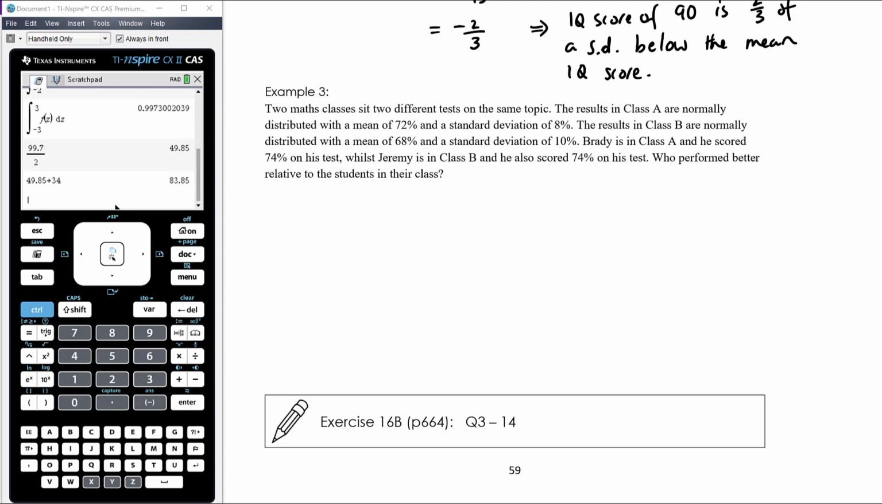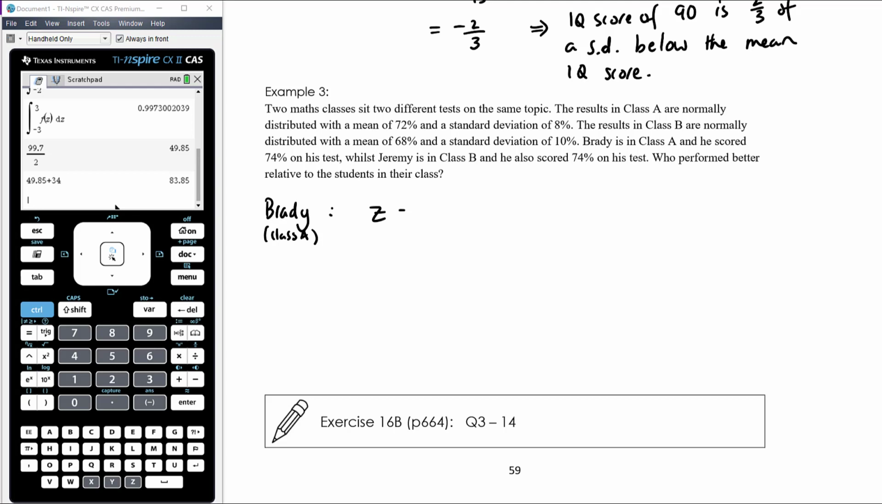Okay, so obviously we can see that Jeremy's result is certainly a lot higher than the mean, than Brady's, but equally they've got different standard deviations as well. So what does that actually mean in terms of roughly where they sit in the ranking of their classes? Okay, so we want to work out the Z scores for each of them. So for Brady, he's in Class A, scored 74% on his test.